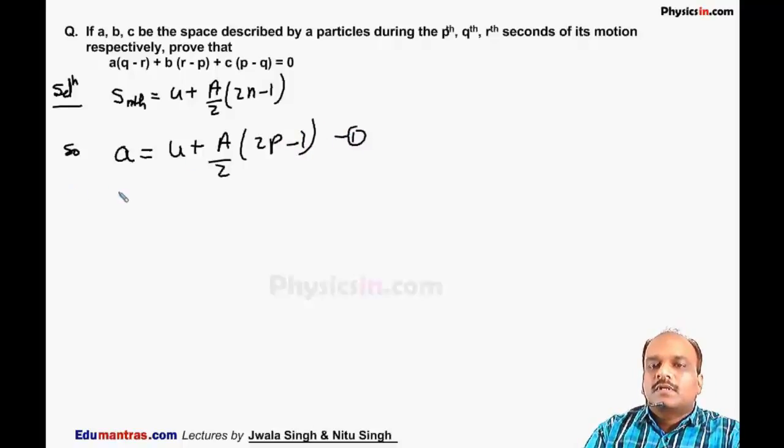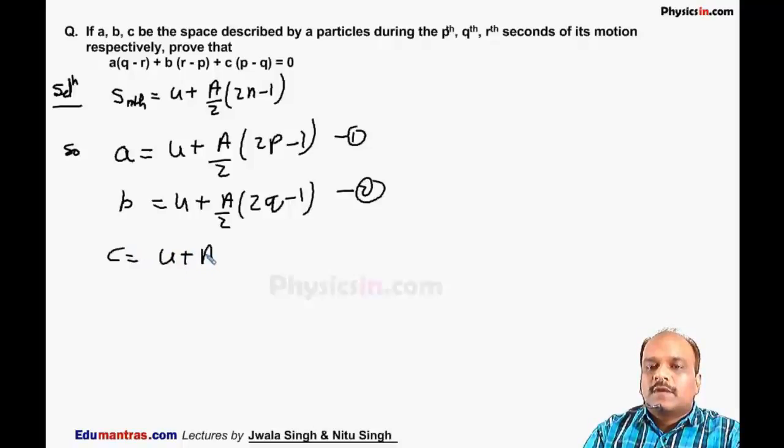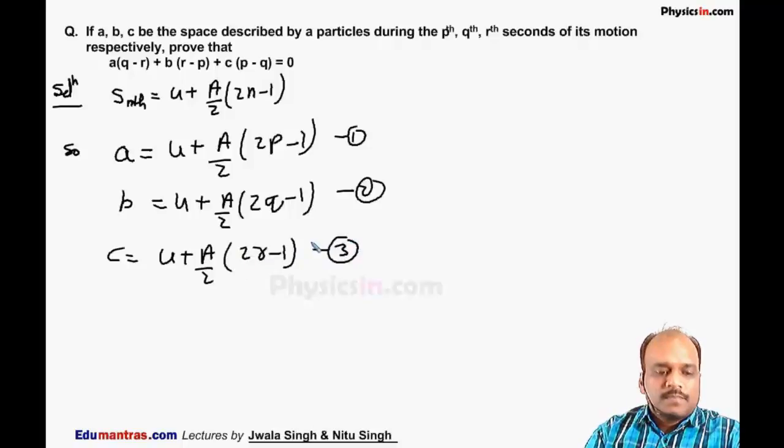In the same way, B is the distance traveled in the qth second, so this is equal to u plus a by 2 into 2q minus 1. This is our second equation. In the same way, C is the distance traveled during the rth second, so I can write C is equal to u plus a by 2 into 2r minus 1. This is our third expression.